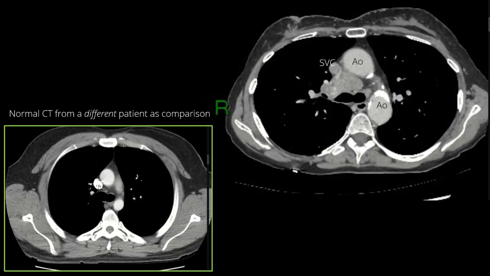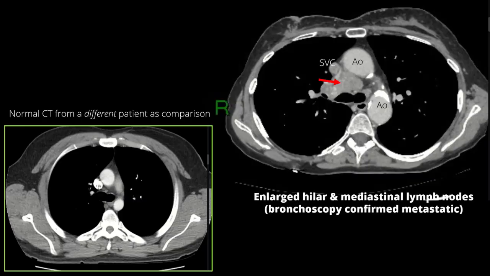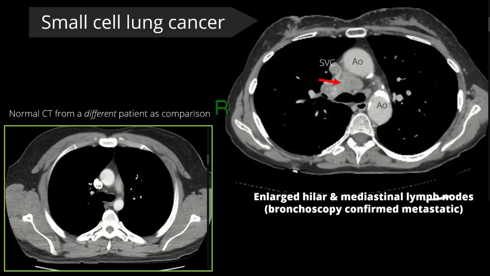What do you see that's problematic in our patient's CT? The arrow is pointing to a mass. There's a mass just behind the superior vena cava and ascending aorta. It was determined that the mass was enlarged lymph nodes, and further testing indicated it was metastatic. Therefore, the patient was diagnosed with small cell lung cancer.